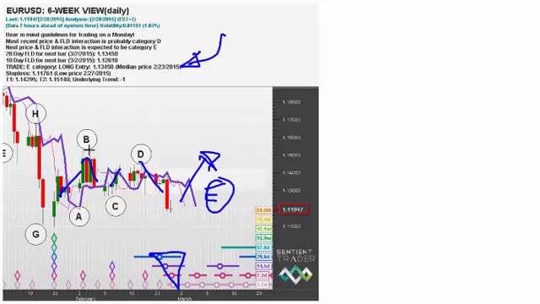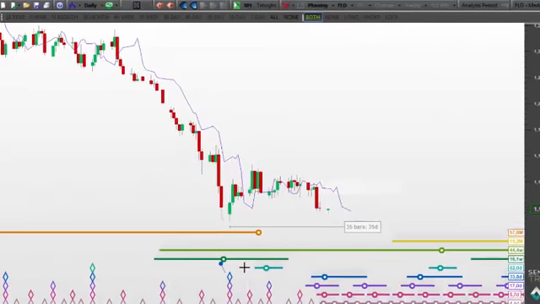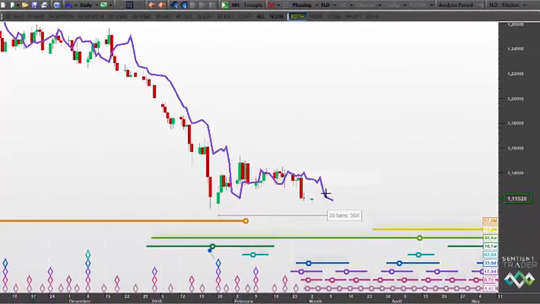Now, you should bear in mind that, of course, the underlying trend for that is negative, so it might not be a very successful long E category trade. But let's go back to Sentient Trader and take a look at the possibilities here.